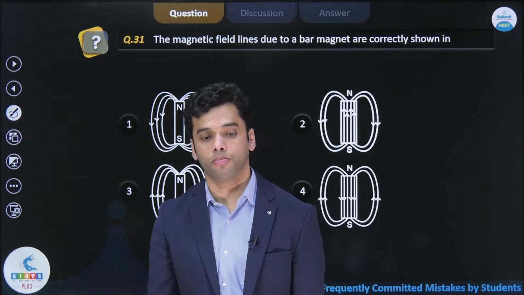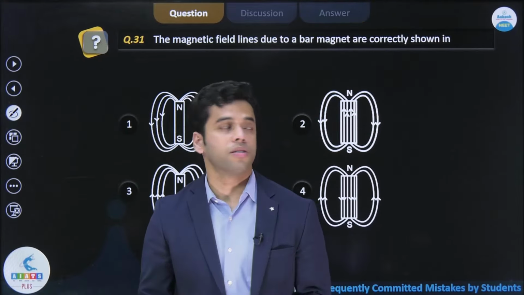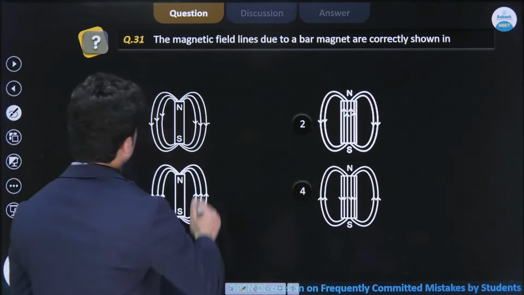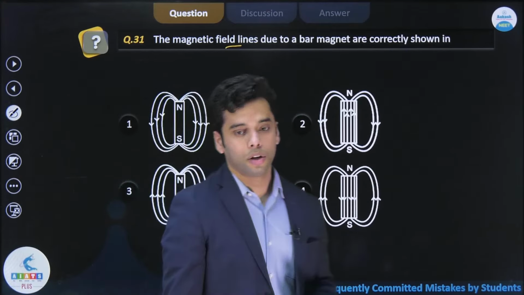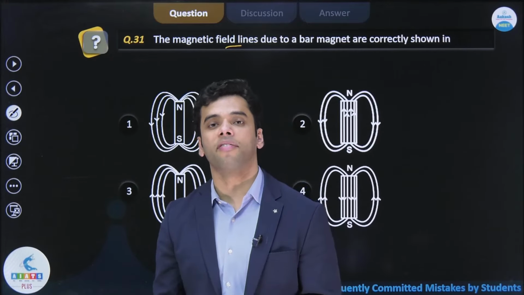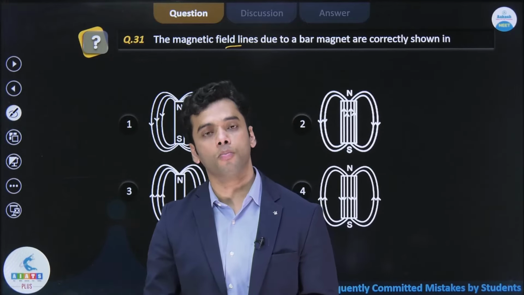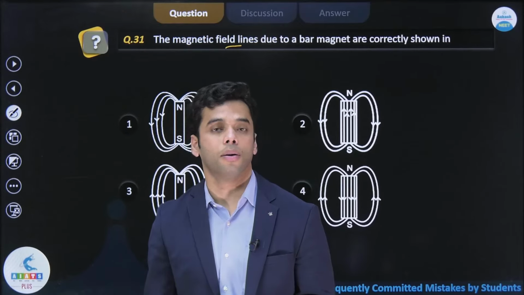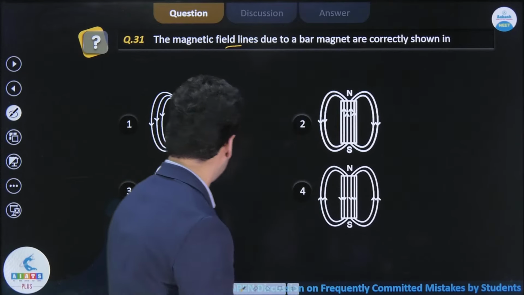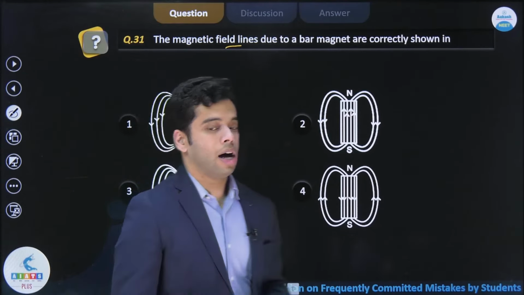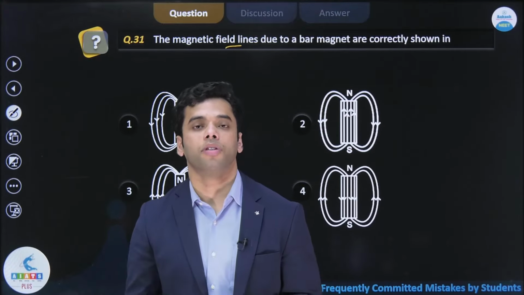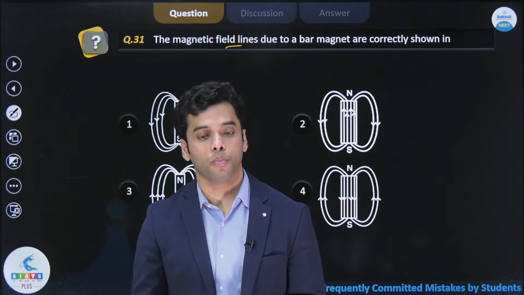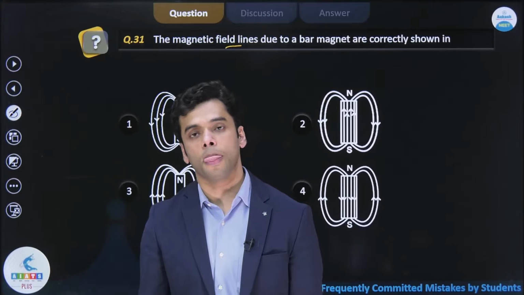Let's move to problem 31. The magnetic field lines due to a bar magnet are correctly shown in. So now you have to tell in which option the magnetic field lines related to a bar magnet are correctly shown. You have 4 options. Now to answer these kinds of questions you need to know the properties of the magnetic field lines. You should know the properties of magnetic field lines.